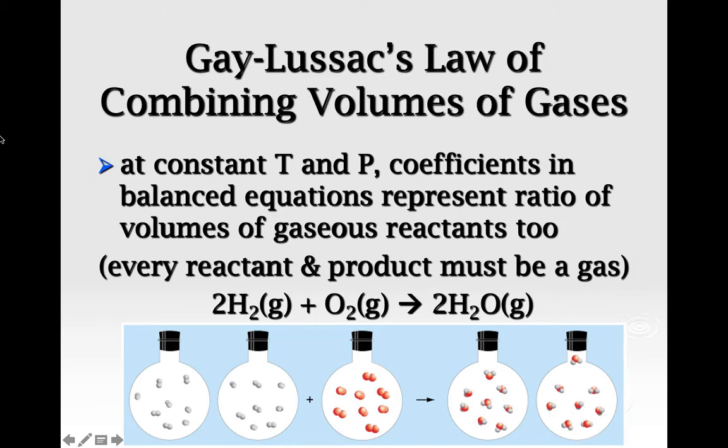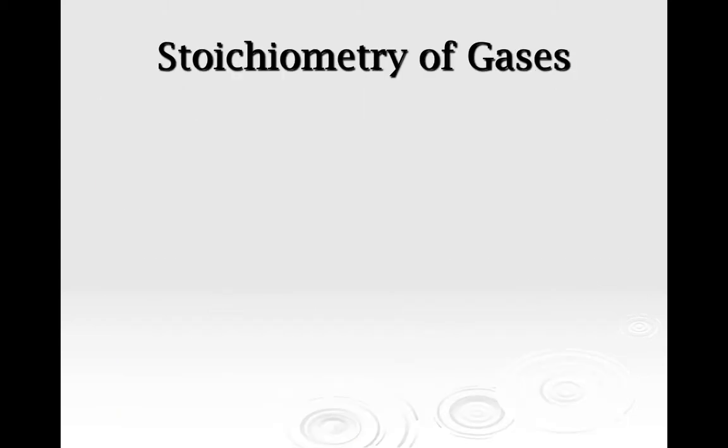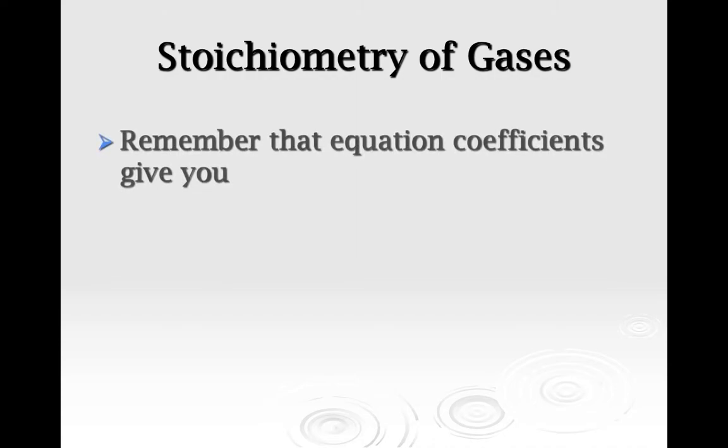So 2 liters of hydrogen chemically reacted with 1 liter of oxygen gives us 2 liters of water. That's Gay-Lussac's law. And that leads into the stoichiometry of gases involving chemical equations.